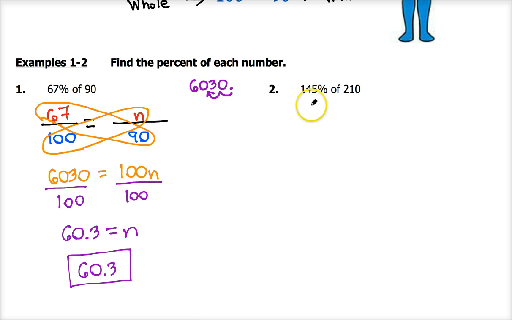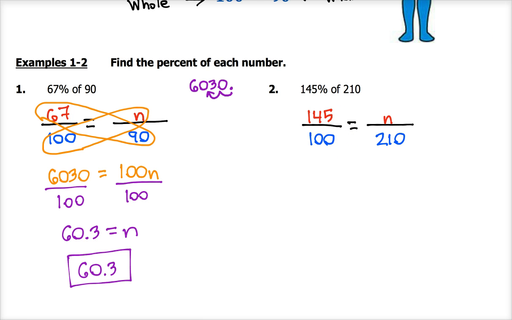Okay, number 2, 145% of 210. So we're going to set up this problem with a proportion. Now remember, percent always means out of 100. So 100 is going to go in my denominator here. My percent, though, is 145. So that just means that on the left side, I'm going to have an improper fraction because I'm taking a percent greater than 100, 145 out of 100. And then equals of 210, that's my whole on this side. So I'm trying to find what part of 210 is 145%.